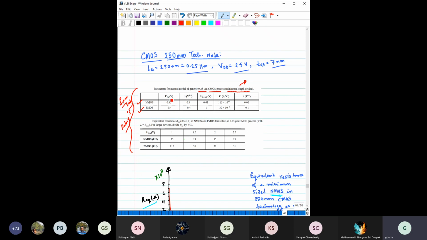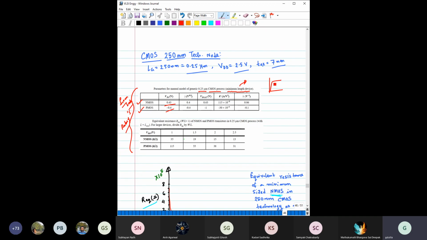So let us see a couple of values. For example, what is this VT naught? VT naught is the threshold voltage of NMOS and PMOS when you do not consider any short channel effect. The threshold voltage of NMOS is 0.43, threshold voltage of PMOS is minus 0.4, right? These are the gamma values, I hope you can recall. These gamma values describe how the body bias will affect the threshold voltage, right? Okay, this VD sat, I hope you also recall.